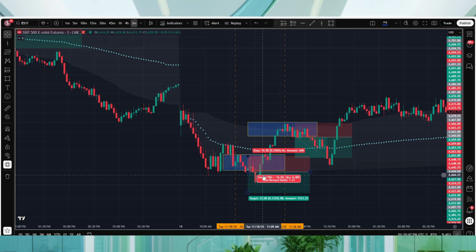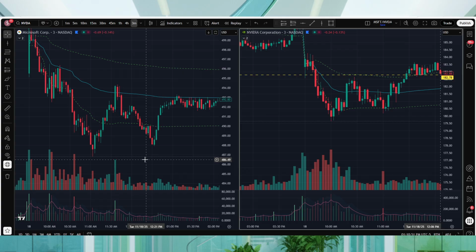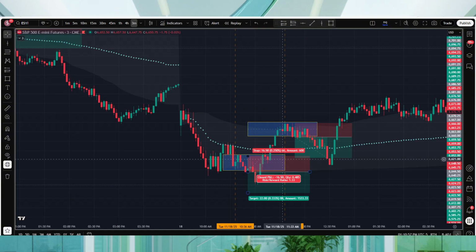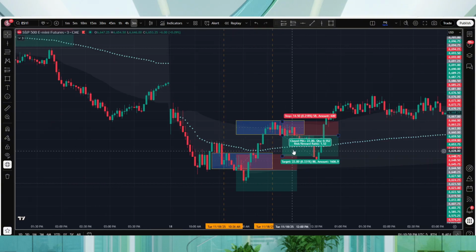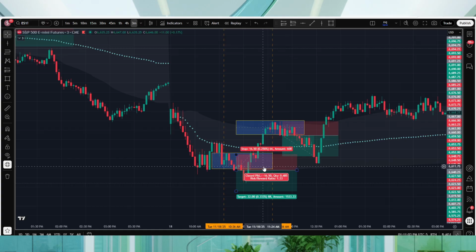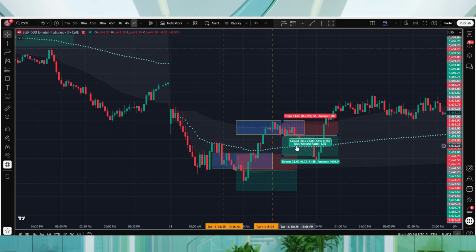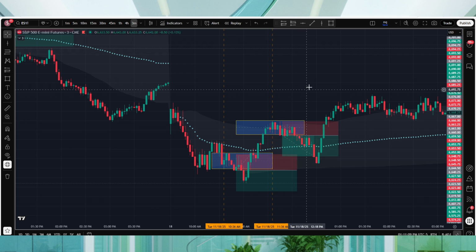Well, we got stopped out here, 11:09. So our next entry is 11:36. Now we get a good trade here, 11:36. So our stop out's going to be around 17 points, and then this is going to be around 22.